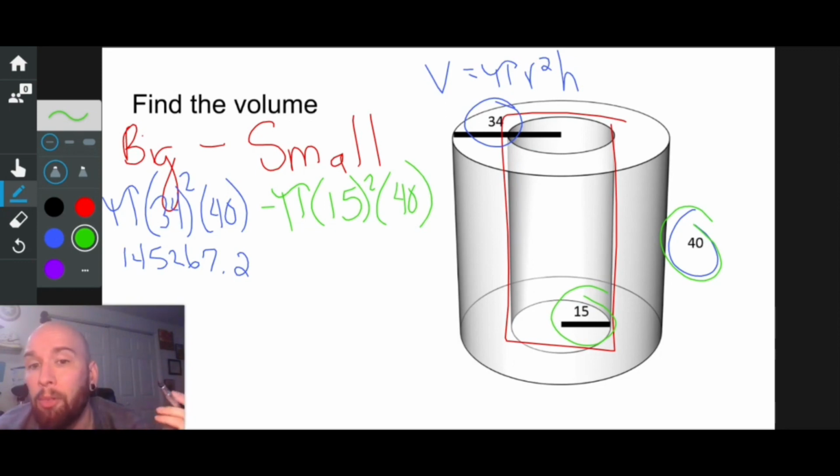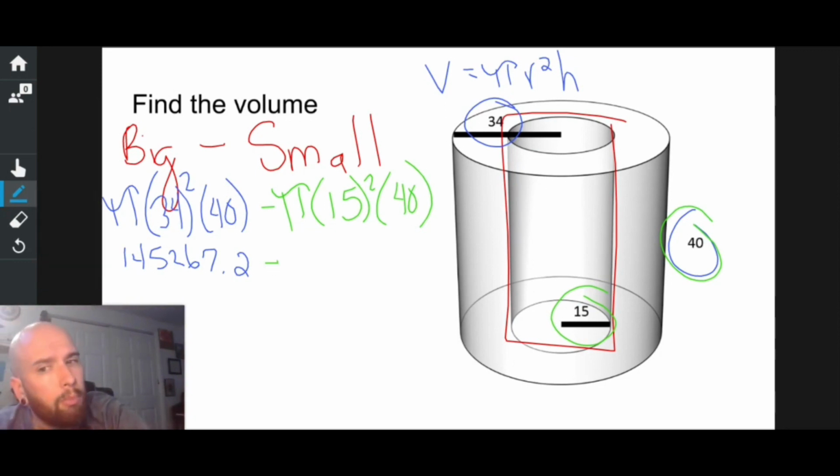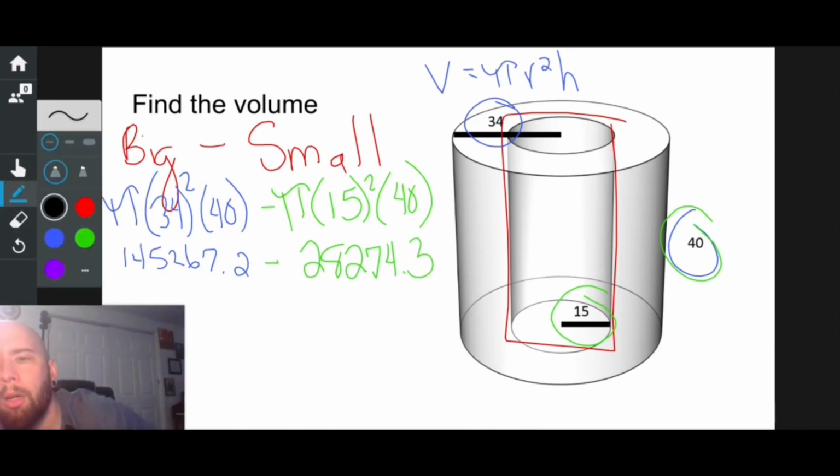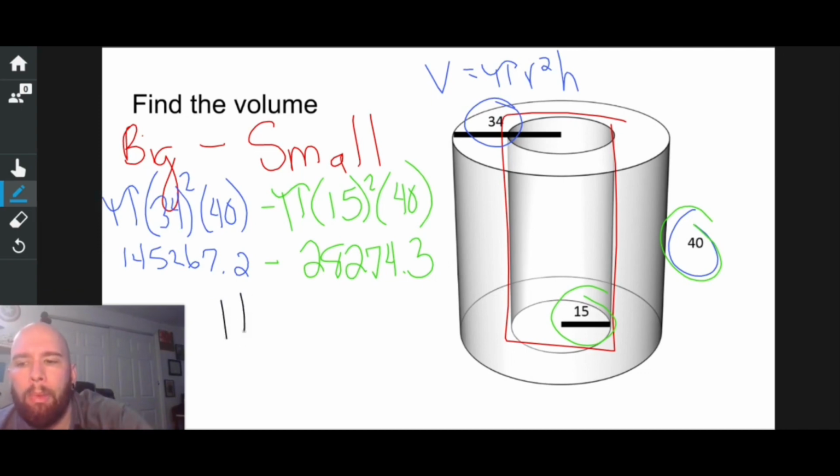What is pi times 15 squared times 40? The answer is approximately 28,274.3. Now I have to do a little bit of subtraction, and I'll have her help me out with this too. What is 145,267.2 minus 28,274.3? The answer is 116,992.9.